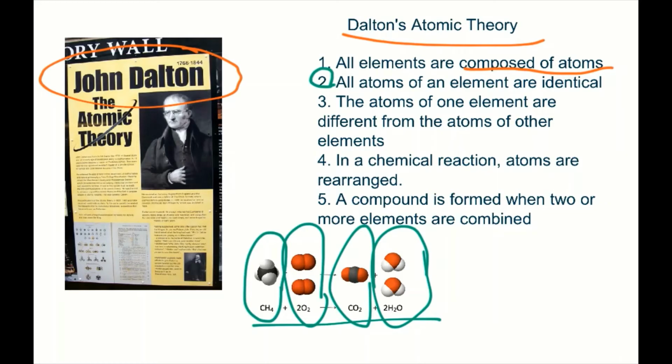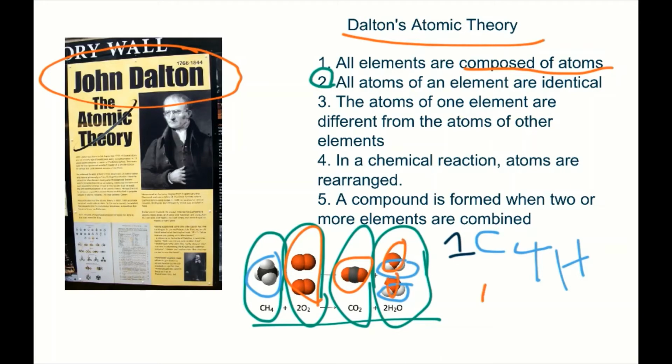So let's also remember the concept of the conservation of mass. On both sides we have one carbon, as shown here and here. We have 4 hydrogens here and 4 hydrogens here. So 4 hydrogens and 1 carbon. And we also have 4 oxygens on both sides. So overall, mass is conserved.